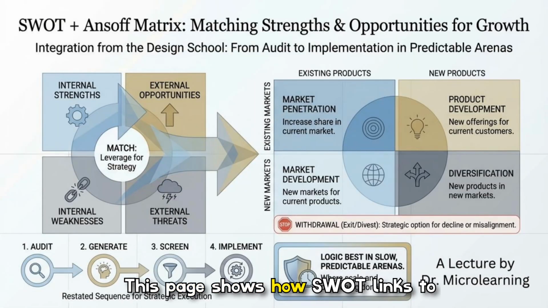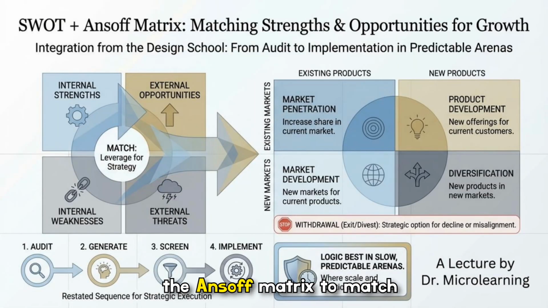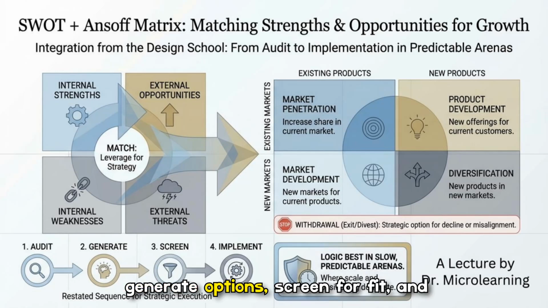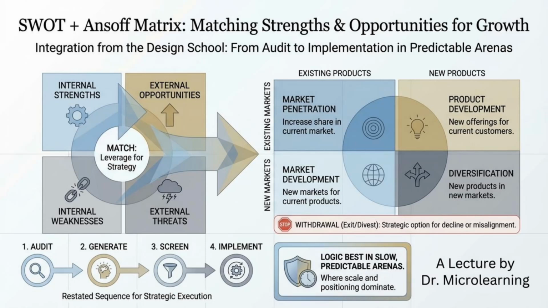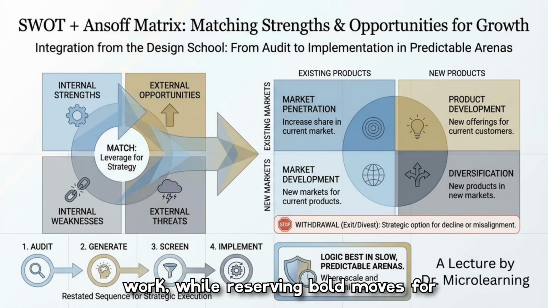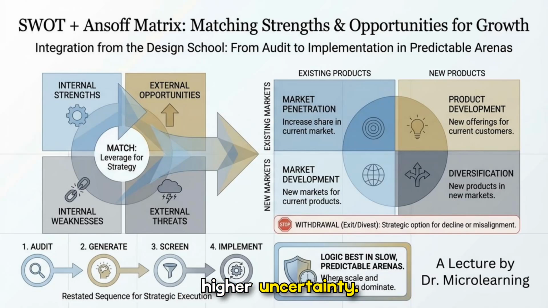This page shows how SWOT links to the Ansoff matrix to match strengths and opportunities for growth, blending internal audit with market choices. Think of it as a four-step flow. Audit current assets, generate options, screen for fit, and implement in predictable arenas where logic and scale can do their work, while reserving bold moves for higher uncertainty.